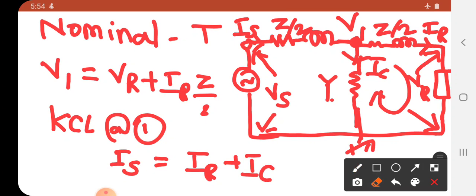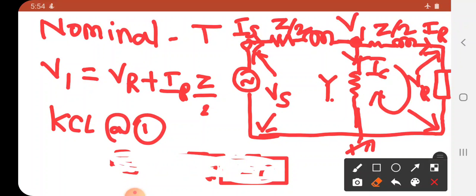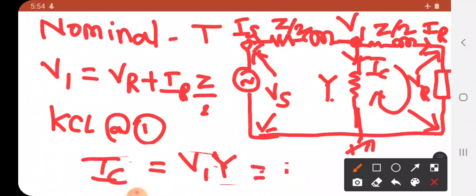Now, the third equation: what is the equation for IC? Here IC is equal to V1 into Y, where V1 is VR plus IR into Z by 2, so IC is equal to VR plus IR into Z by 2, into Y. This is how we got the equations. There are four equations.